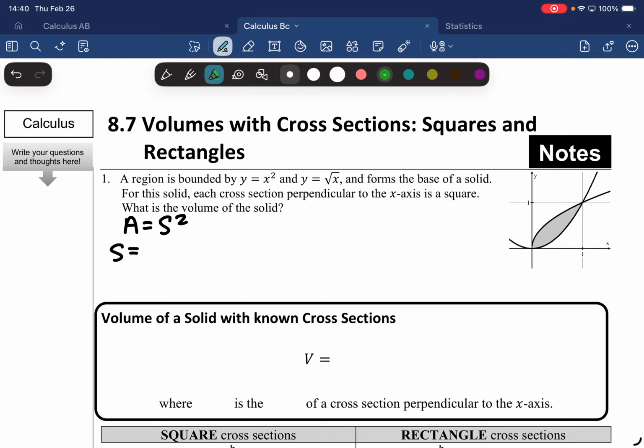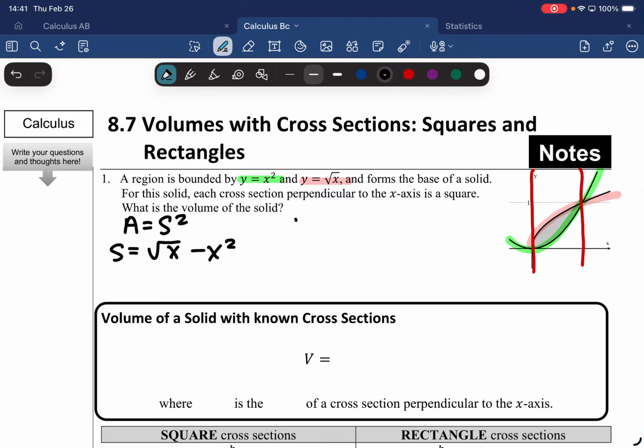So color coding this. Okay, x squared is here. Square root of x is here. So based on our diagram, which one is the function on top? Square root of x. So this is going to be the square root of x minus x squared. And since this is in terms of x, that means we're looking at the x-axis for our bounds. So one is at x equals 0, and the other one is where? x equals 1, where those two functions intersect.